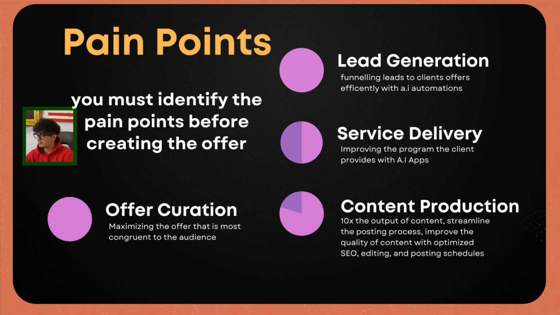Okay, guys, so this has to be the most important part of the entire AI agency build out process, because you must identify the pain points if you're ever going to identify what offers to actually send out to these clients. And so for fitness influencers online, there's 4 main pain points that I'm seeing. So the main one is obviously lead generation, but not just lead generation, how to funnel those leads efficiently into your offer with AI automations. And so this could be through a ManyChat automation, this could be through email outbound, but overall lead generation is a massive pain point.